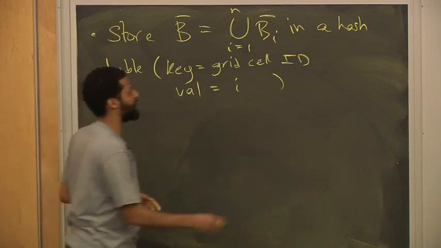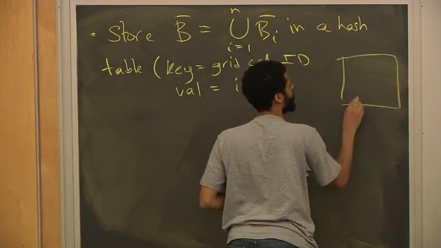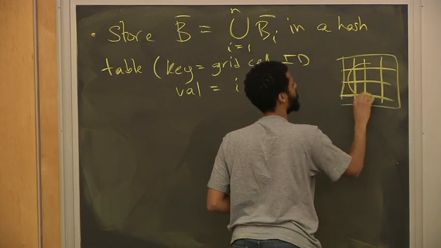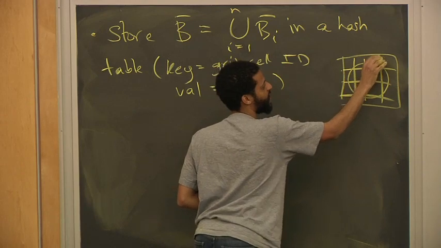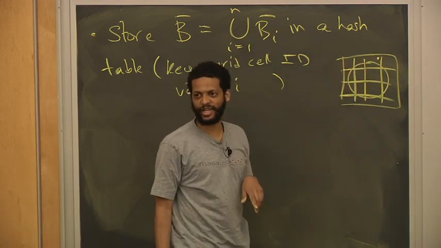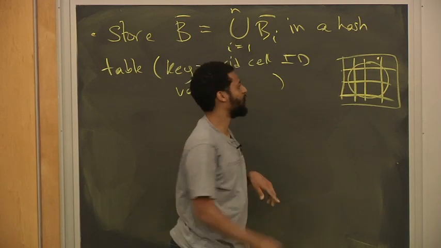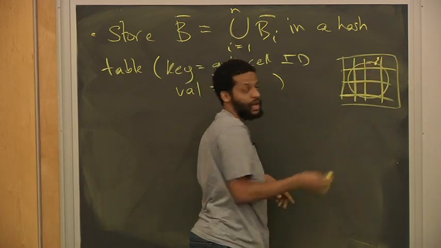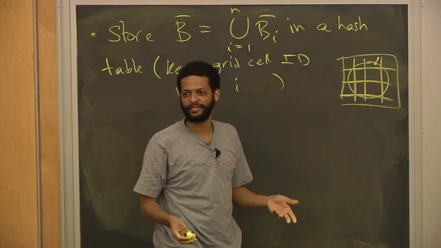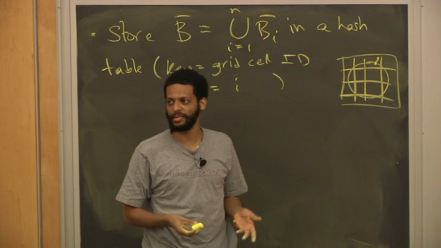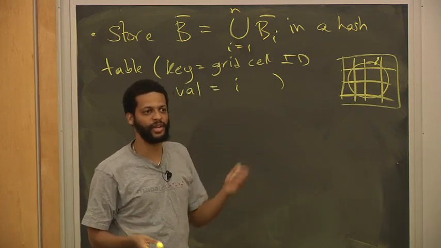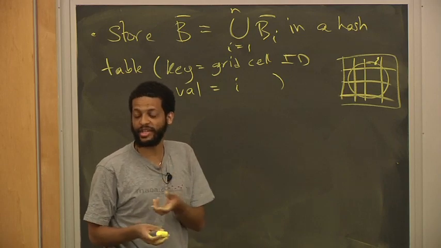But it might be that the query's grid cell intersected the ball, but the query is not actually in the ball. But this grid cell has diameter at most epsilon. Because someone in that grid cell intersected the ball, our distance to the ball is at most 1 plus epsilon. So this solves the c equals 1 plus epsilon near neighbor. Querying is very fast, just a lookup in a hash table. The only question is, what's the space?